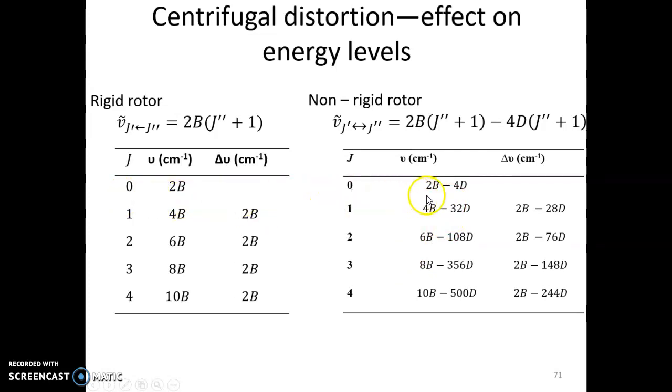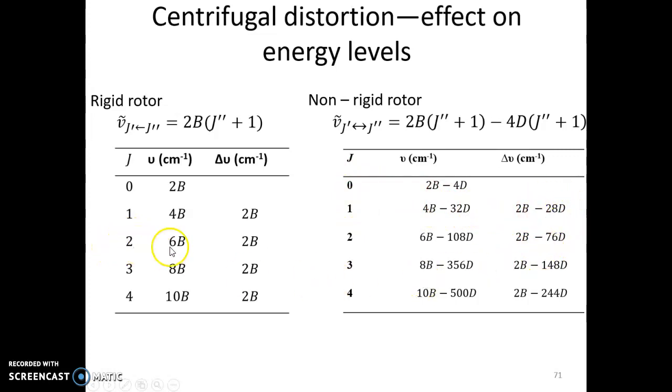at J equals 0, the transition is now 2B minus 4D. So it's a little lower in energy. Now, when you go to J equals 1, it was at 4B for the rigid rotor, but it is even lower in energy as a non-rigid rotor. So this is just 4D when J equals 0, but for J equals 1, it is now 32D. So the separation between 0 and 1, the first line, is 2B minus 28D.